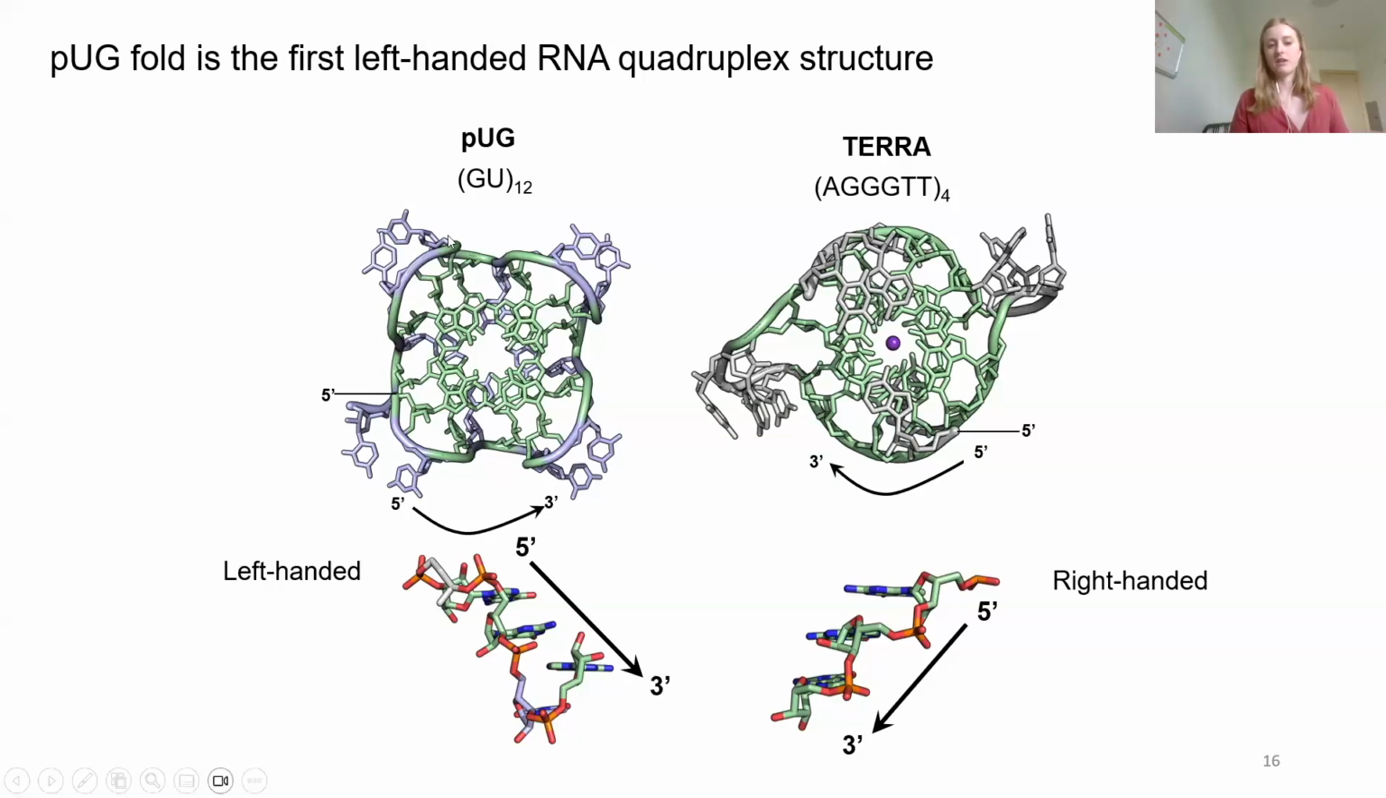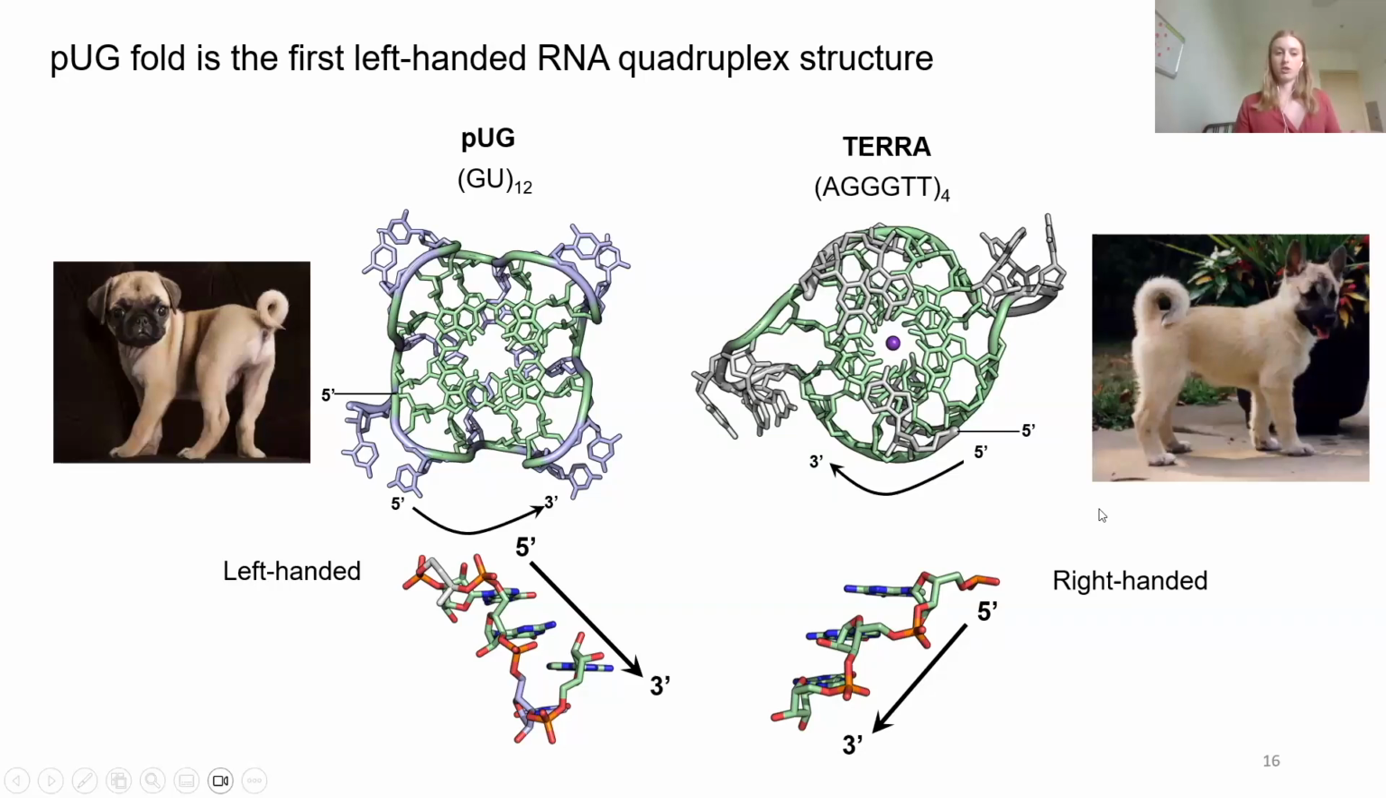Additionally, it's the first ever example of a left-handed RNA quadruplex, which just describes the overall backbone orientation, the direction from 5' to 3', where we can see that it's going counterclockwise for the PugFold, versus in Terra, as well as all other previously determined RNA quadruplexes, they go right-handed or clockwise. So basically, the tail is curling in the opposite direction. So the pug tail is going one way, and all other previously determined quadruplexes go the other.